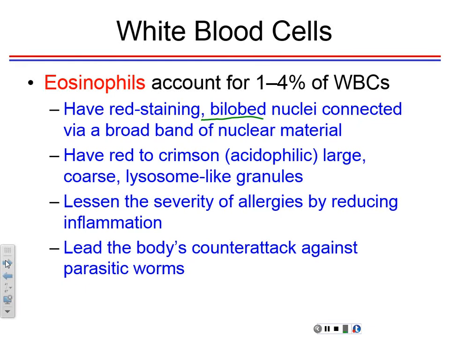Red to crimson, acidophilic, large granules lessen the severity of allergies. They secrete anti-inflammatories, so they're involved in allergic reactions, because when you have an allergy, you have an inflammation situation and you need to control that. Just like when you are clotting your blood, you need to control it with things like prostacyclin and plasmin, which was in your modules. We'll talk about that in a minute. It also leads to the body's counterattack on parasitic worms as well. Eosinophils are raised.